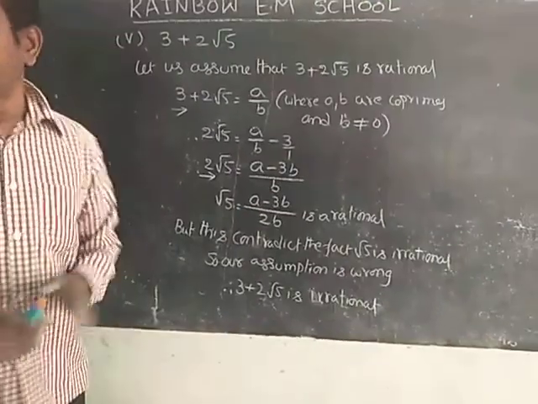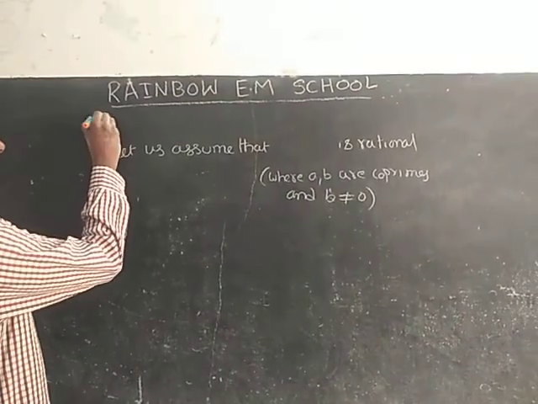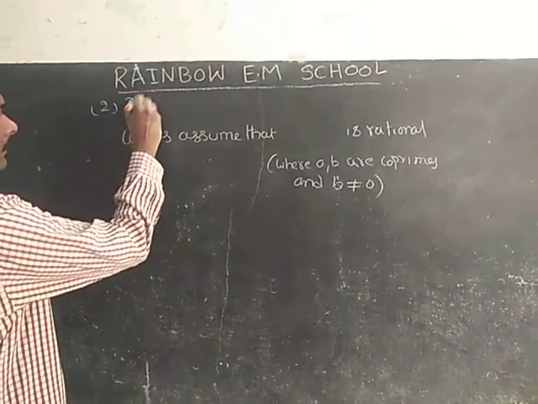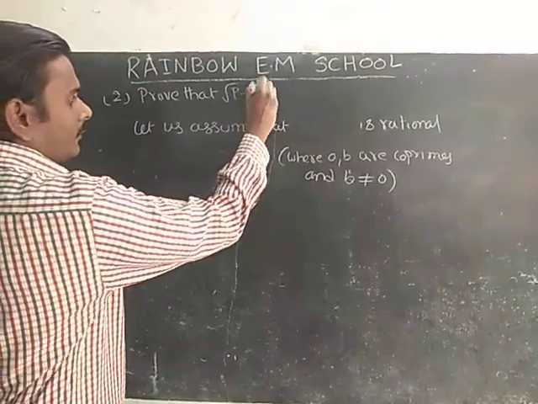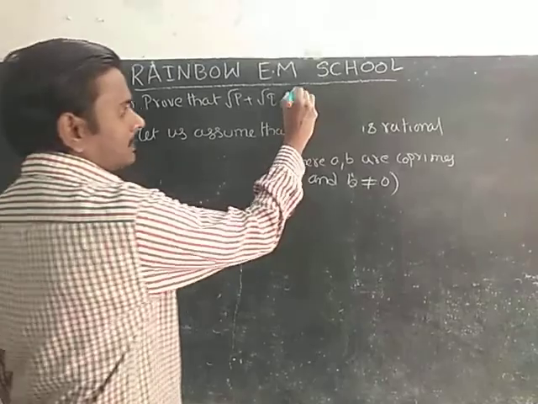Okay, next one, second one. What are they given? Prove that root p plus root q is irrational.